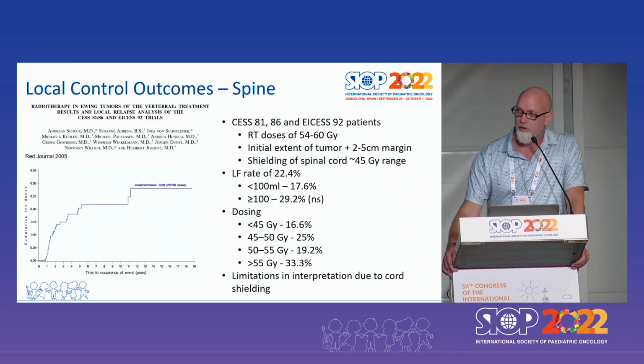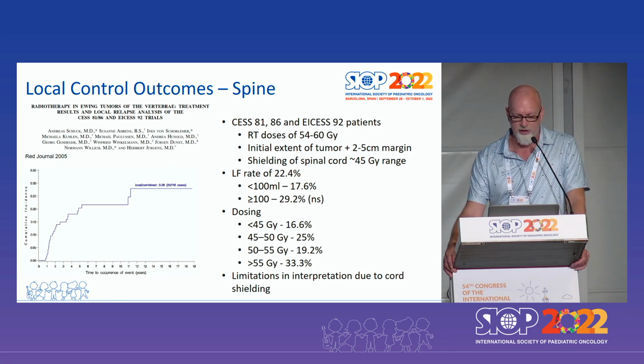So spinal sites of disease are in that axial area where surgery is often difficult to perform and radiation therapy is often the primary modality. This more historic series here, looking back at some of the European patients, did not identify significant prognostic factors like tumor volume or radiation dose, and the local failure rates were typical of that era, about 20 or 25%.